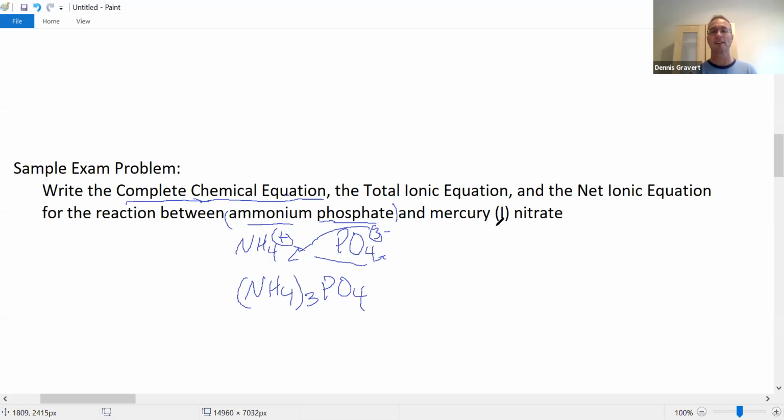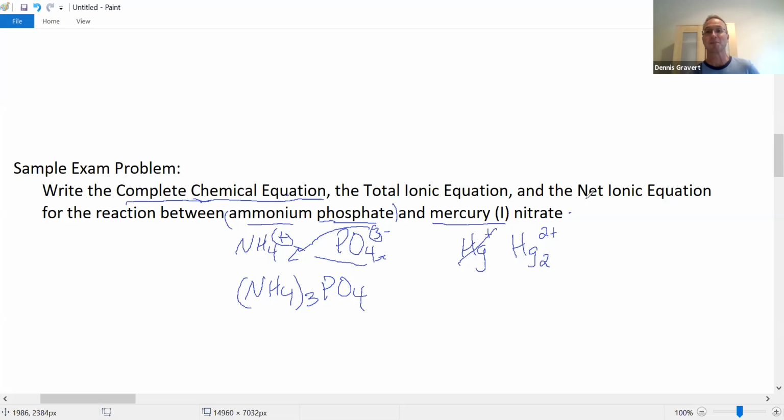And then mercury 1, well, if you go to the periodic table, mercury is Hg, has a +1 charge. So you might be thinking, oh, there's my formula. And like, oops, sorry, that's not correct. The mercury 1 is one of those weird polyatomic ions. The actual formula for mercury 1 is 2 mercury atoms bonded together. Each one is a +1 charge, but together they sum up to +2.